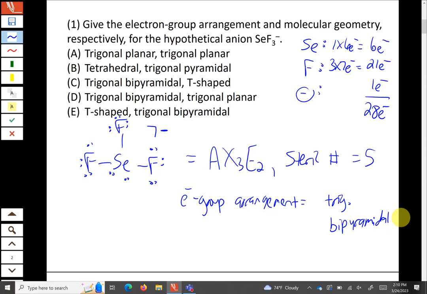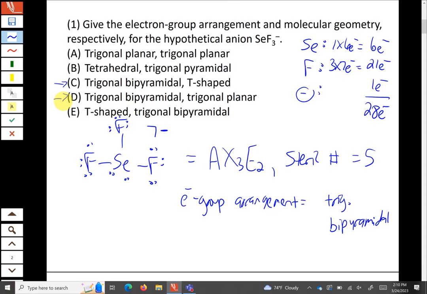All right, and that would be the electron group arrangement we get anytime the number of atoms and the number of lone pairs adds up to 5, like it does here. Now the specific geometry, or as we call it, the shape sometimes, is going to be determined by the combination of atoms and lone pairs that we have. So we know that's going to be trigonal bipyramidal, so if we trust ourselves in that, we basically narrowed it down to either C or D. Those are the only ones that have the correct electron group arrangement.